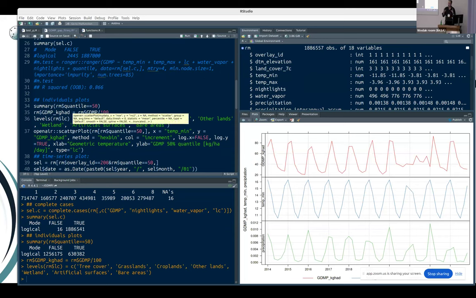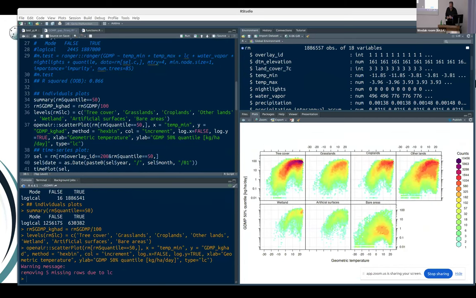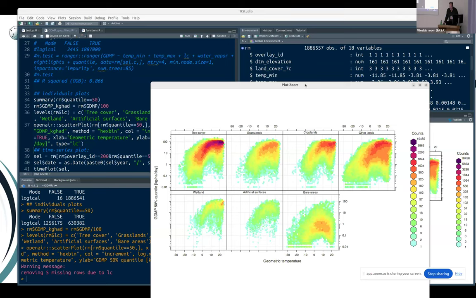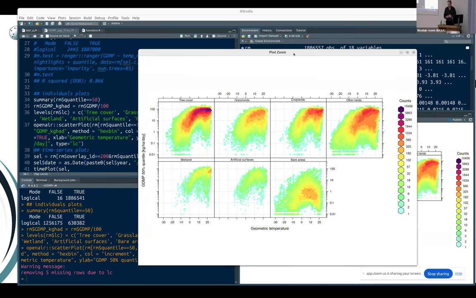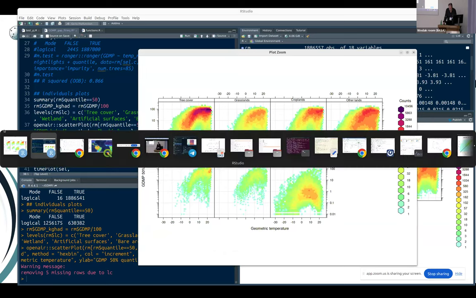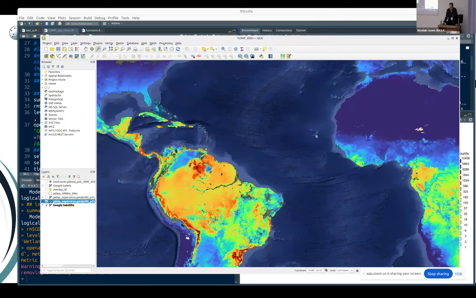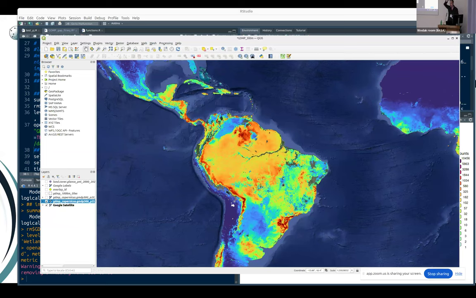So I take now these 1.8 million points and I say, I would like to see what is the relationship between GDMP and, for example, geometric temperature. So I have this geometric temperature and I see, ooh, there's some systematic distribution, which is amazing when you think about it, because when you look at the original data, that's the original data, right? So you see that, for example, the GDMP is correlated with the land cover. So where you have tropical jungles and things, it's much higher.